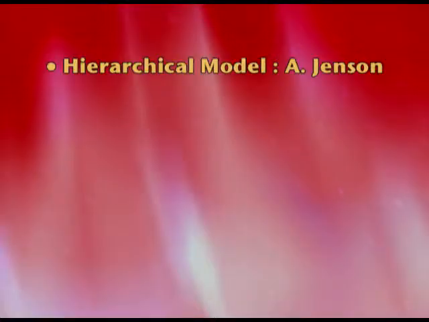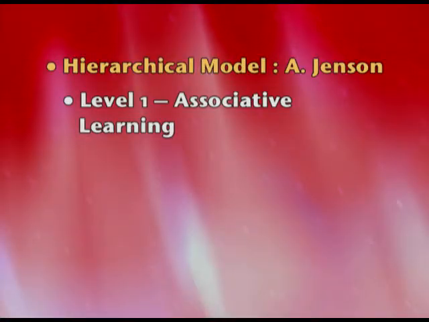Fourth is the hierarchical model given by Jensen. Arthur Jensen talked about 2 levels in the hierarchy. Level 1 is associative learning, which basically says that you are associating 2 concepts and remembering them. For instance, children who remember by mugging up, by rote learning, that is known as associative learning, where you are not using any kind of meaning. You are just remembering information, not relating it, putting it to memory just by repeating it, that is all.